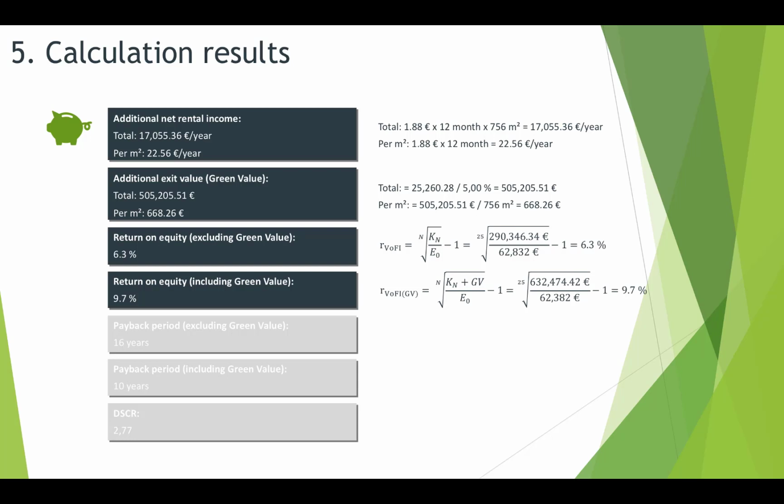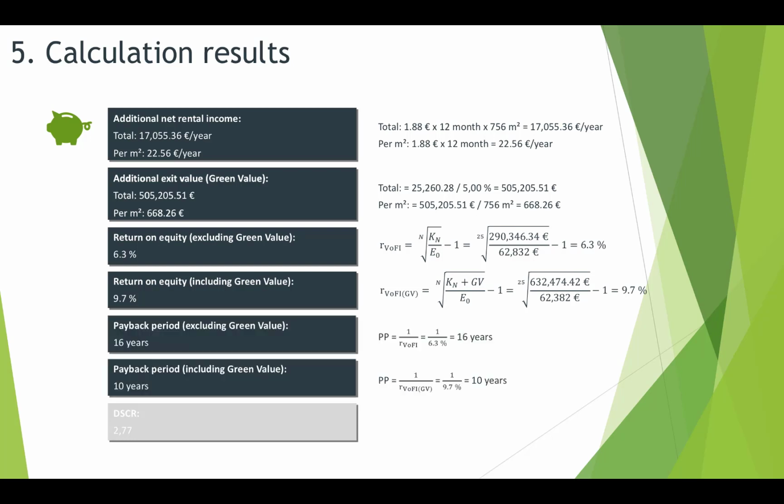You can see the formula on the right-hand side, showing the nth root of the ratio of final equity value as the numerator and the equity share of your investment as the denominator, with the big N standing for the calculation period N. The only difference in calculating the FOFI return on equity, including the green value, is that the numerator also accounts for the additional sales price. In general, the return on equity shows the interest rate you get on your invested money.